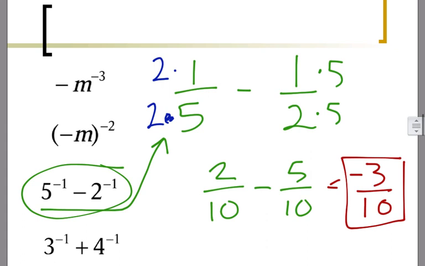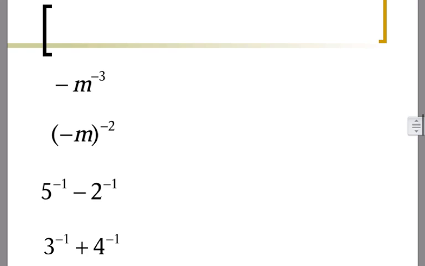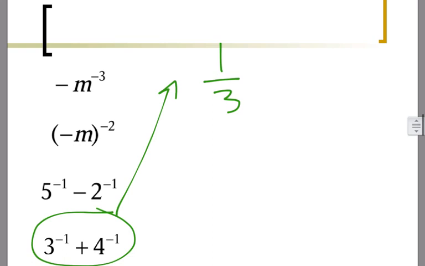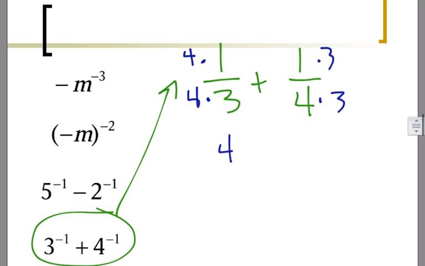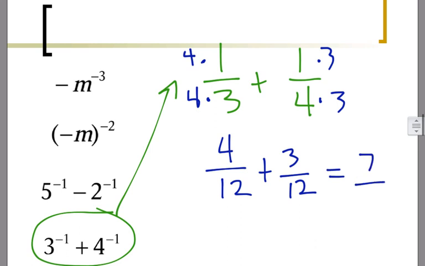Let's do another one. Very similar. So I need to flip them first, so it makes it 1/3 plus 1/4, and then I continue and I multiply, making common denominators. This one by 4, this one by 3, and that turns into 4/12 plus 3/12, and then I add those to make 7/12. Because you can't reduce, that'll be your final answer for this particular problem.